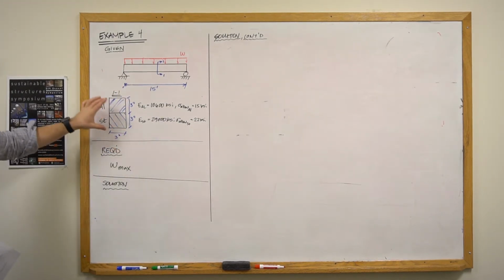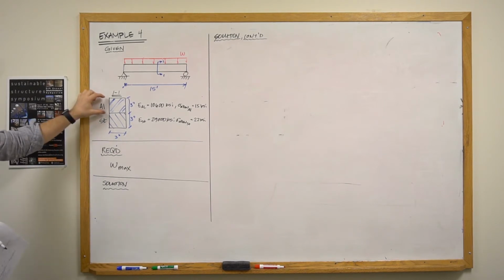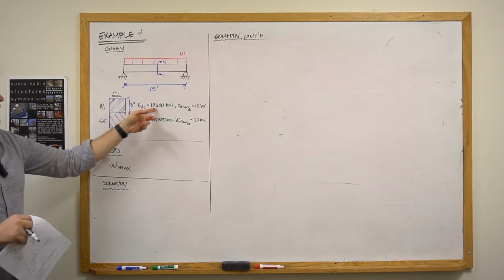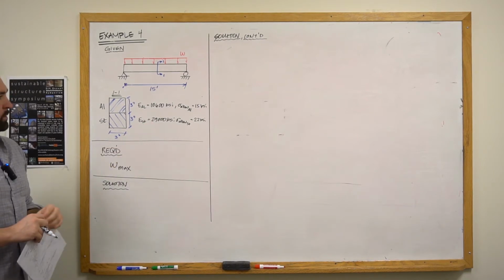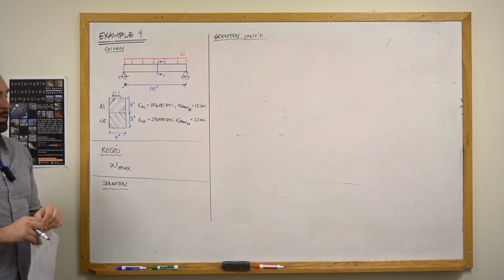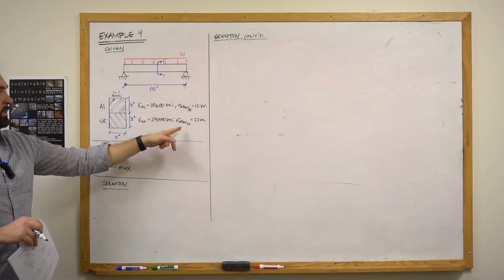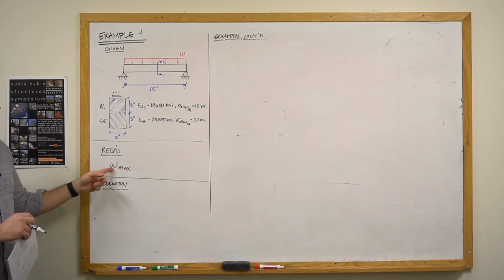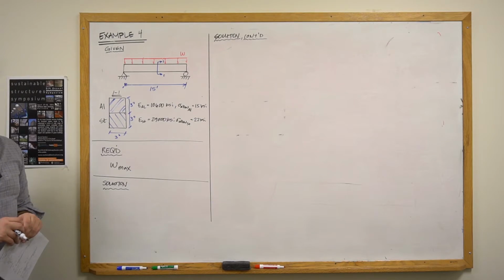is a 3-inch wide by 6-inch tall rectangle, but the wrinkle here is that the top 3 inches is aluminum, the bottom 3 inches is steel. The aluminum has a modulus of elasticity of around 10,000 ksi. The steel has a modulus of elasticity of around 29,000 ksi. The allowable stress for the aluminum is 15 ksi, and the allowable stress for the steel is 22 ksi. And all that we're asked to find for this problem is the maximum intensity of the distributed load.